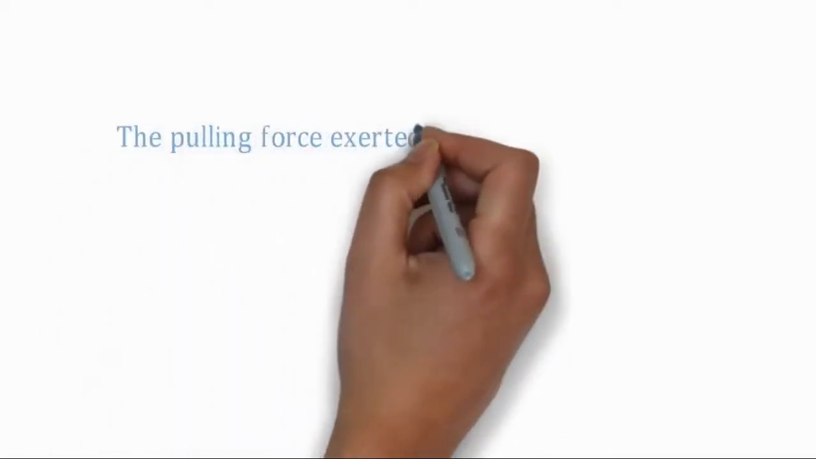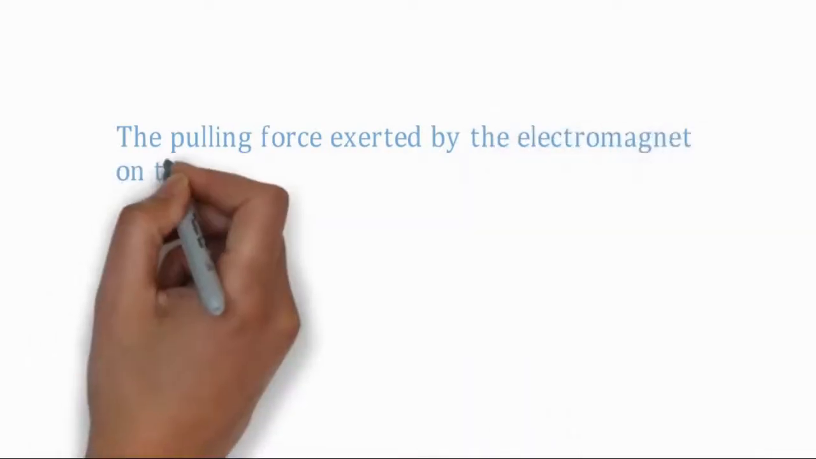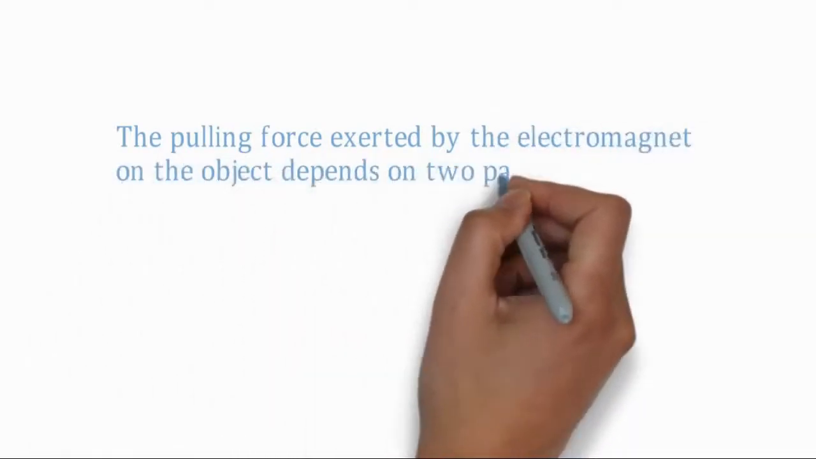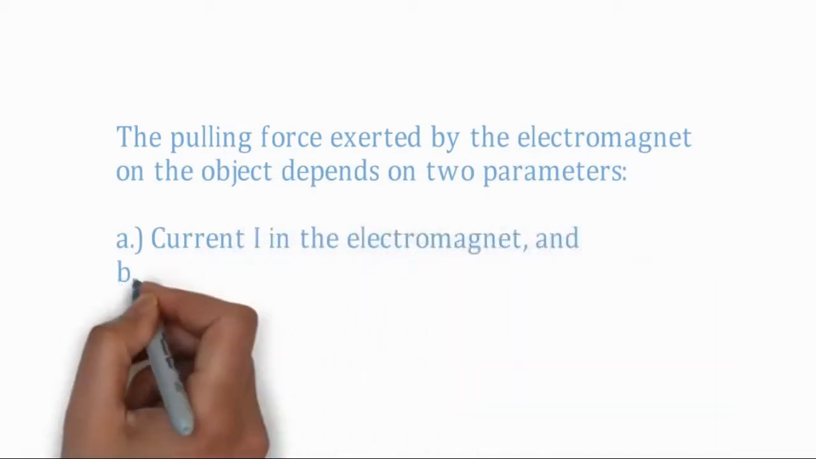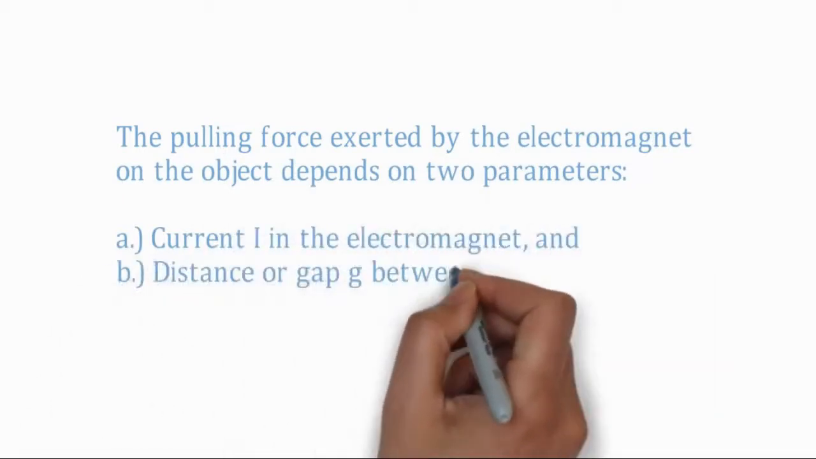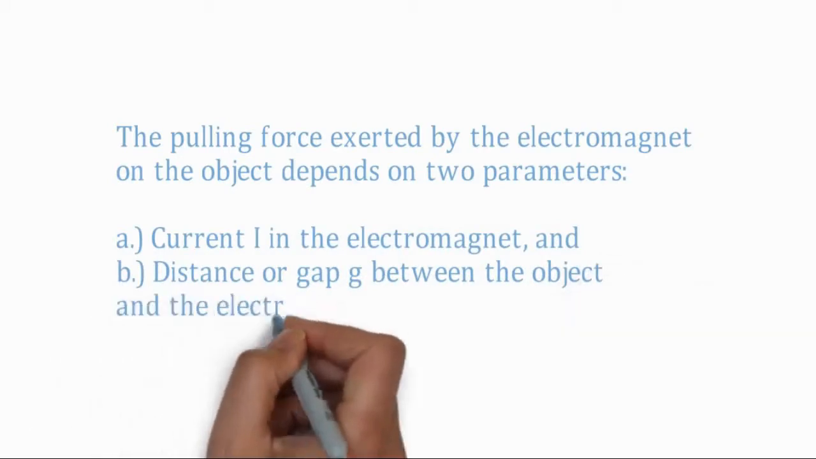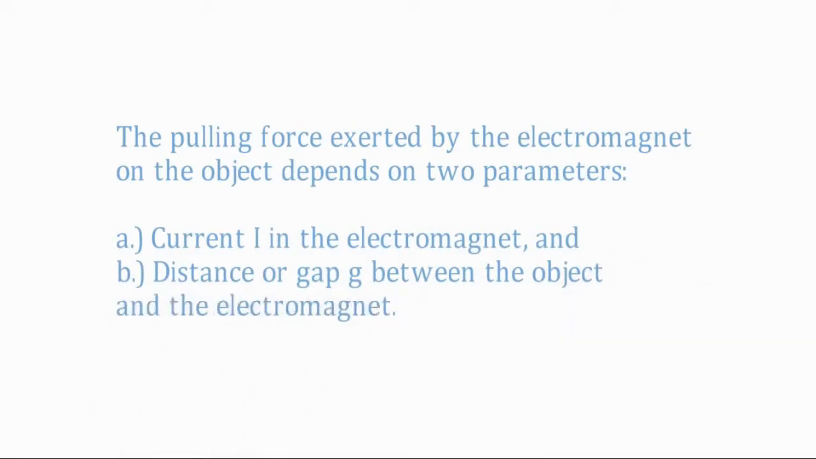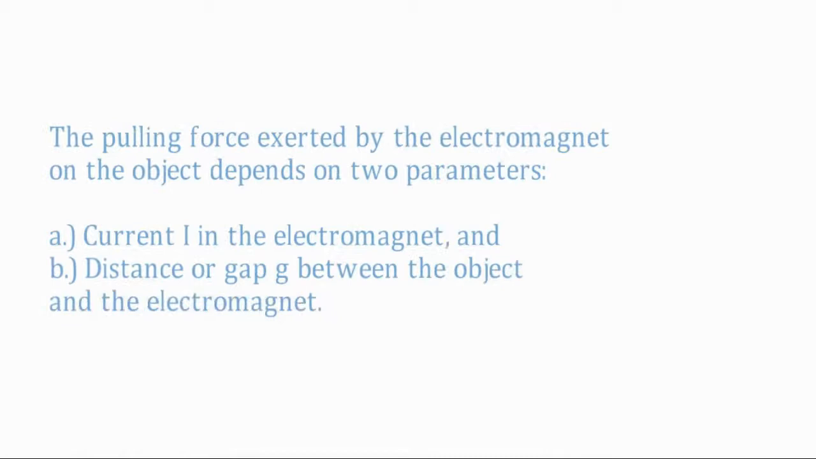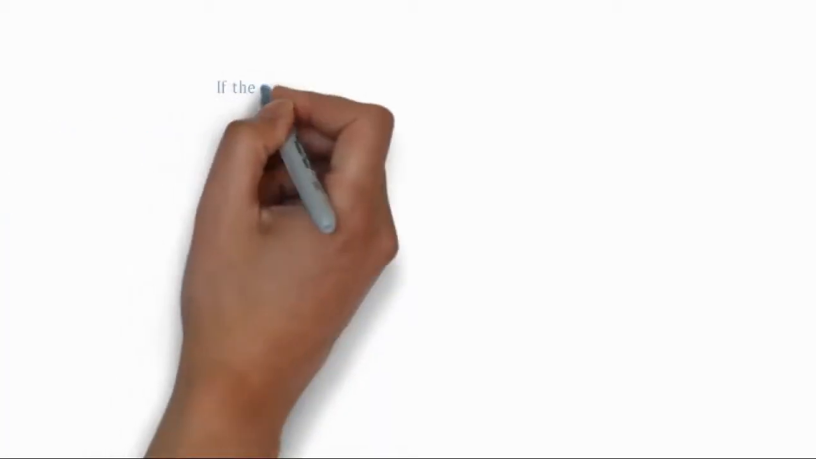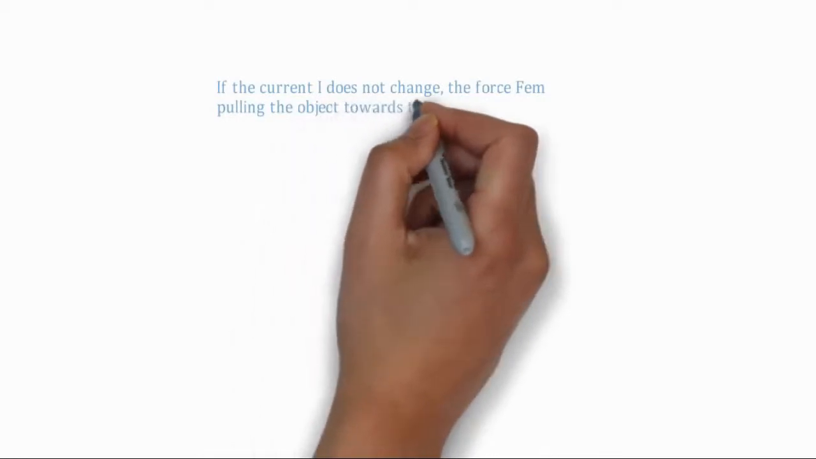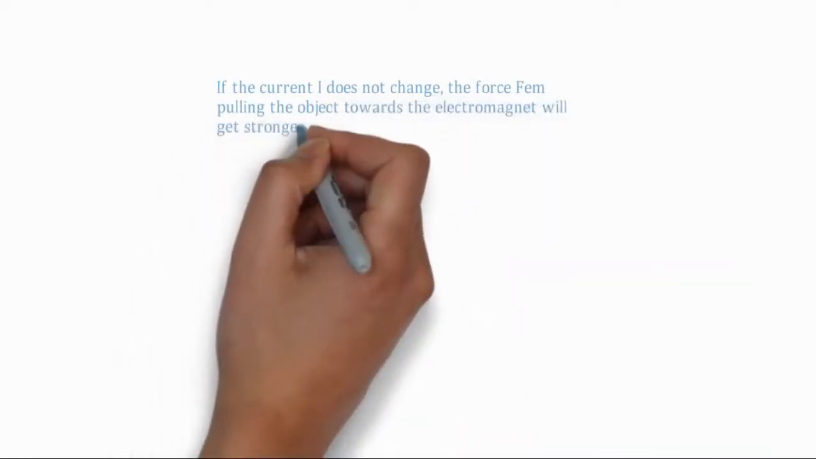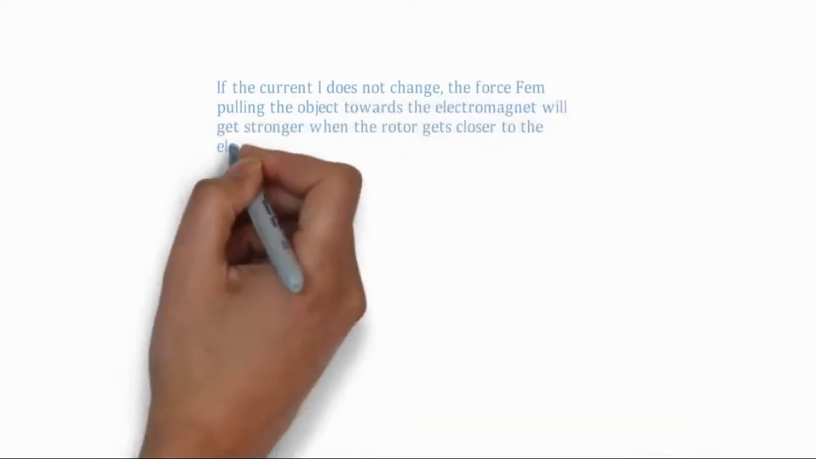The pulling force exerted by the electromagnet on the object depends on two parameters: current, I, in the electromagnet, and distance or gap, G, between the object and the electromagnet. If the current does not change, the force pulling the object towards the electromagnet will get stronger when the rotor gets closer to the electromagnet.